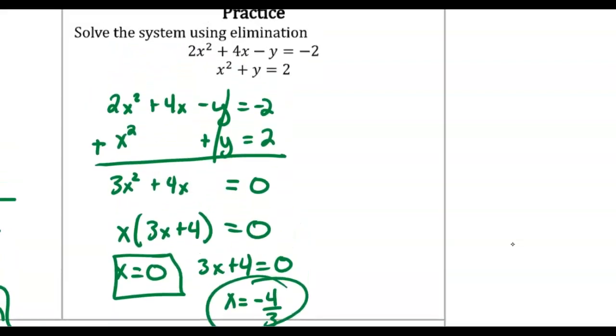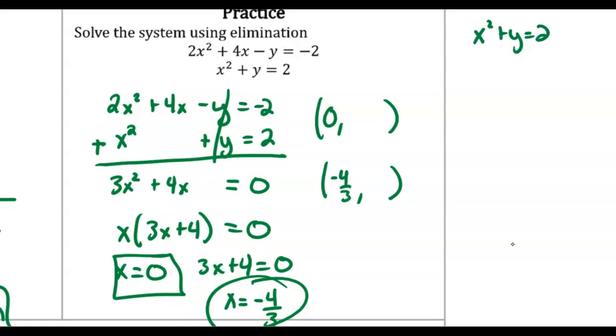And then we need to go back in. If 0 is one of our solutions and negative 4/3 is a solution, you need to plug that back in to find out what y is. So I'm going to use this equation. I'm going to plug in x. If I plug in 0, I get y equals 2. So (0, 2) is an intersection point.